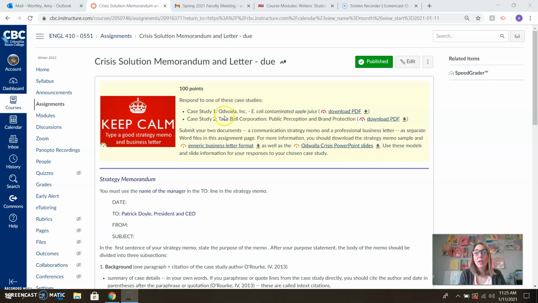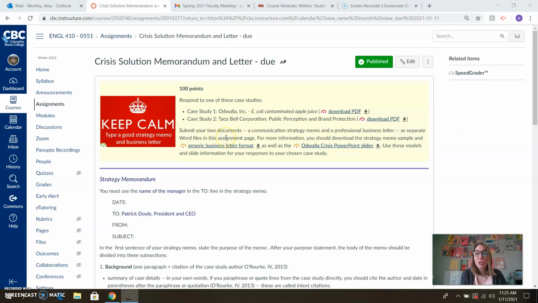So you're very familiar either with the Odwalla case, which is all about contaminated apple juice. You can download the PDF of that case here. Or the Taco Bell Corporation, they had some public perception issues, specifically about their brand. You're going to download that PDF here. So pick one of these two cases, whichever one you're more interested in, and familiarize yourself entirely with that case.